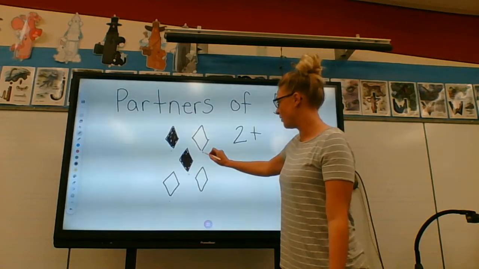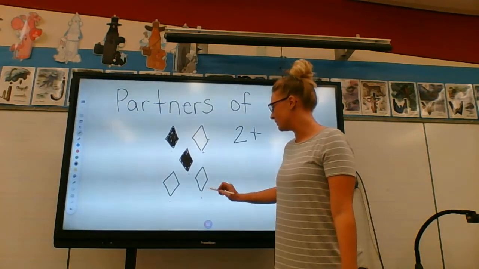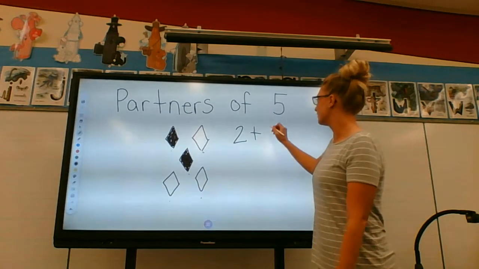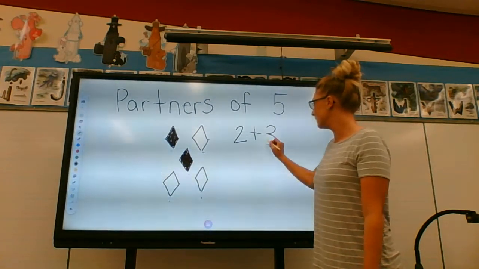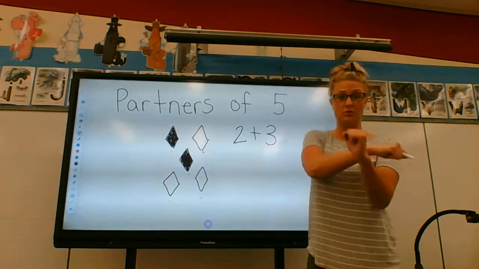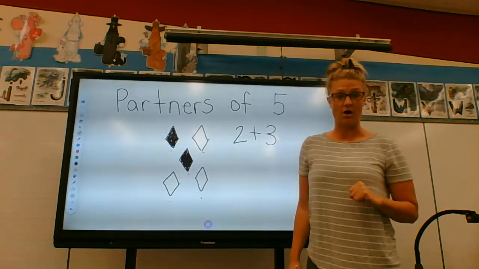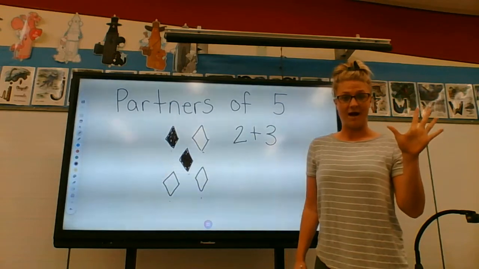Okay, now our next job is to count the diamonds that are not shaded. Counting with me, 1, 2, 3. So our next number in our equation is 3. Because we know that 2 plus 3 equals 5. These are all partners of 5.